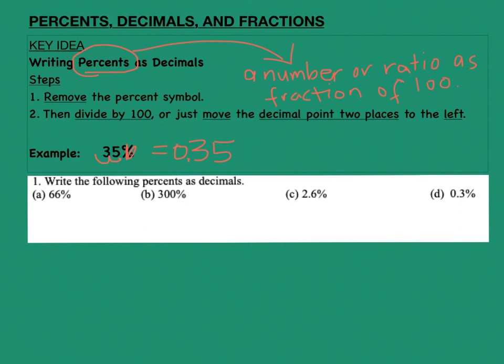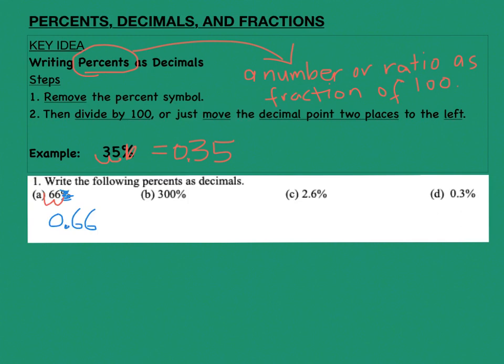Let's look at example 1. You may want to pause the video first and try to answer the different parts on your own before comparing your answers with mine. For part A, we have 66%. So you want to first remove the percent symbol and you end up with 66. And you want to move the decimal point 2 places to the left. So the answer is 0.66.